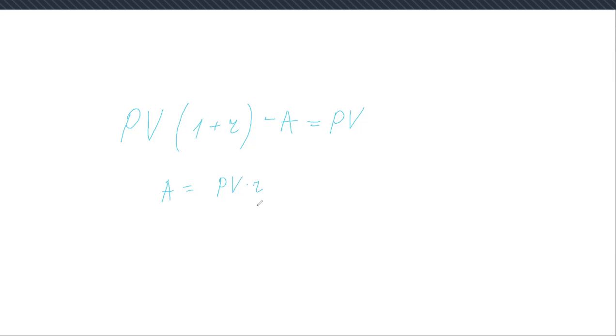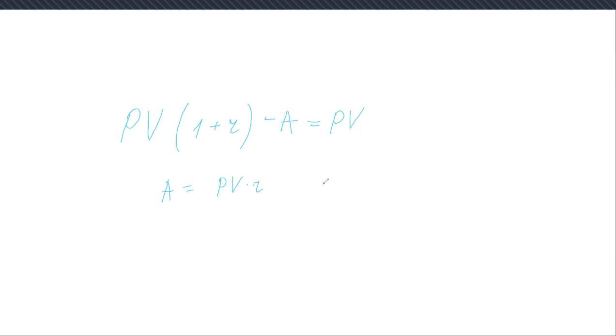But in order that it will be possible, the sum that remains will be PV, because in this case, at the second year, it will be the same. This PV, it will be at the start of the period, it will be at the end of the period, and so on.